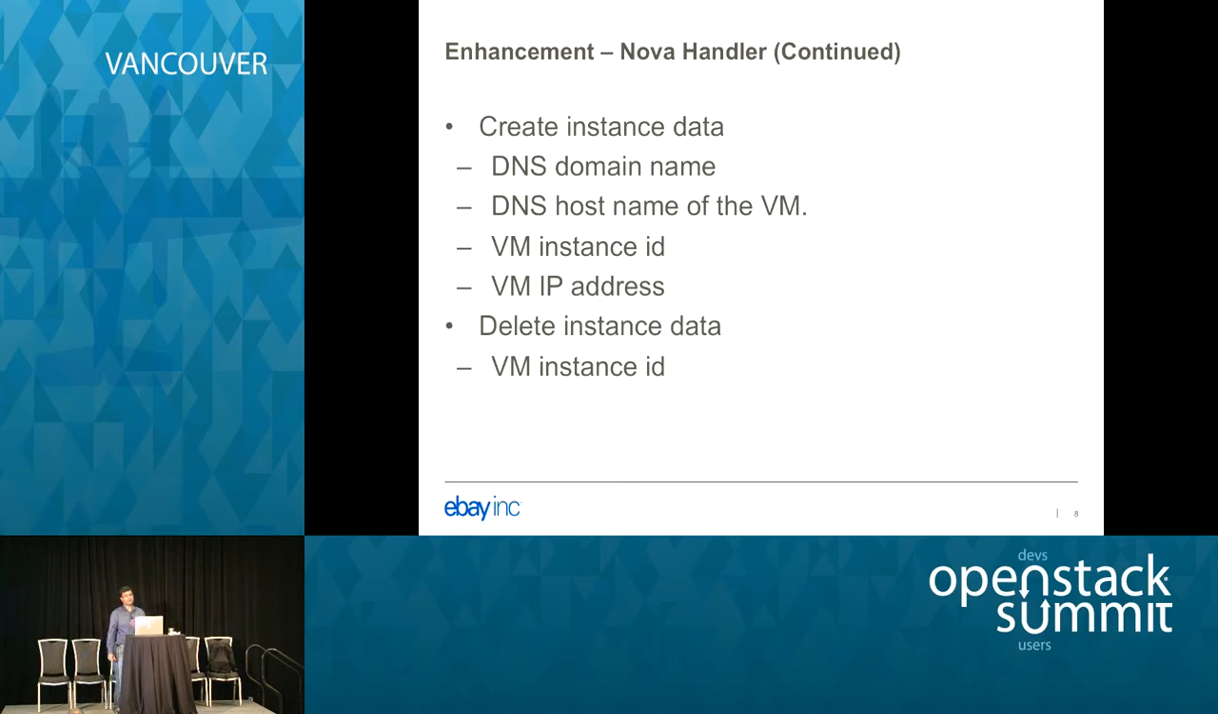We have the domain name, because we need to know the domain on which we need to create the A record. We also need the host name of the VM, and we need the IP address. We use the IP address, the host name, and the domain name to create an A record and the PTR record. The other thing that we do is we also store the instance ID in the database.